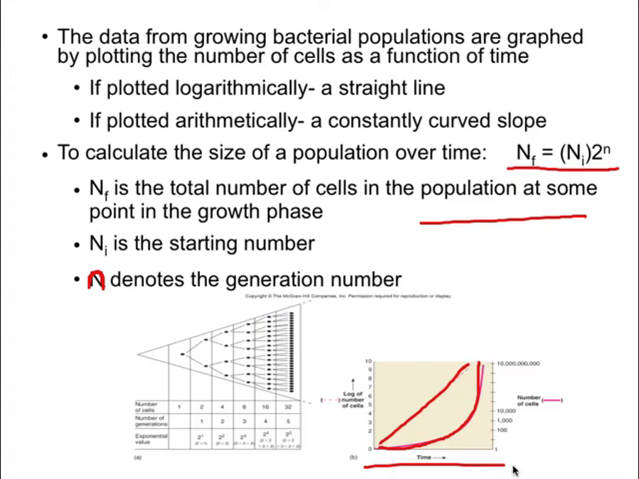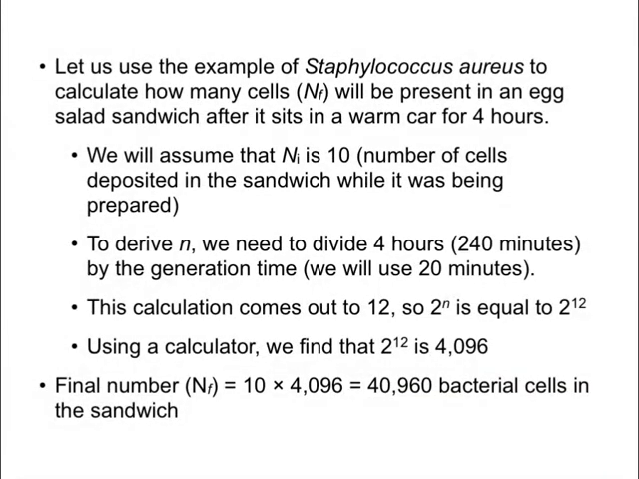So let's take a look and put an example to this. Let's consider an example of Staphylococcus aureus, and we'll calculate how many cells N sub f will be present in an egg sandwich after it sits in a warm car for 4 hours. You probably won't leave an egg sandwich out ever again. We'll assume that N sub i, the initial number of cells, is 10.